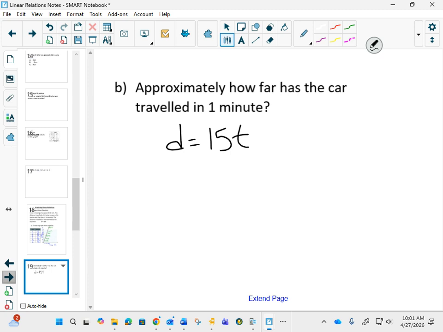Okay, so we have this equation. We want to find out how far. When it says how far, do you think they're trying to find the D or the T? We're trying to find the D. So I need to put a number in for the T. What is my number going to be? It says in 1 minute. Should I put in 1 for the T? Close, but no. Because T was measured in seconds. So how many seconds? 60.